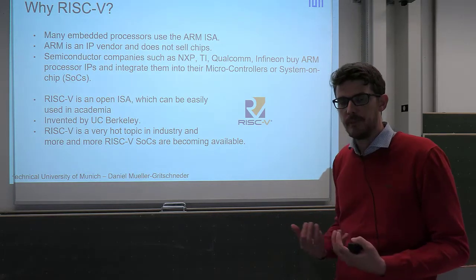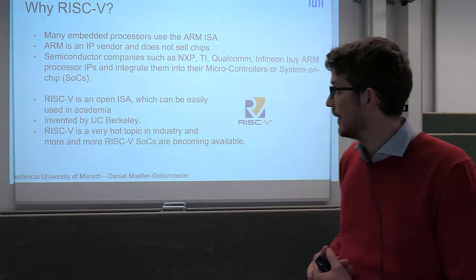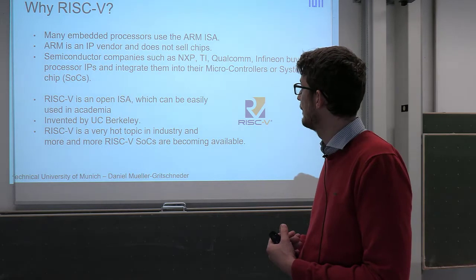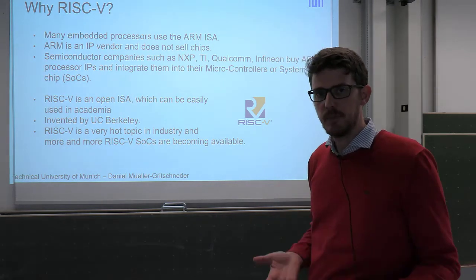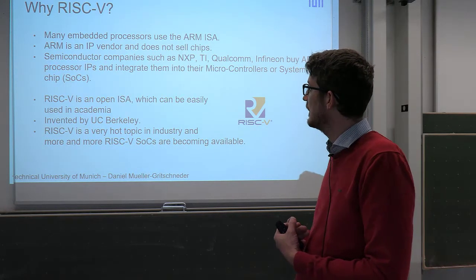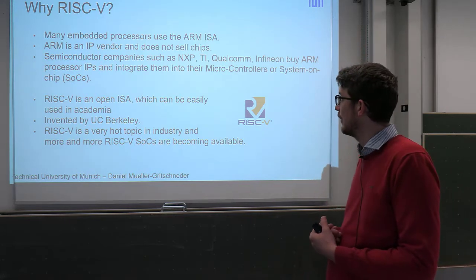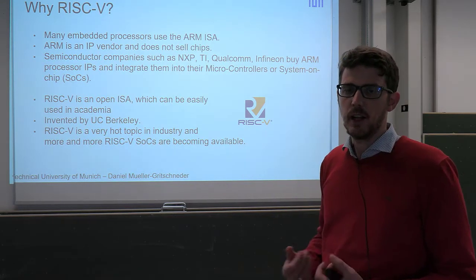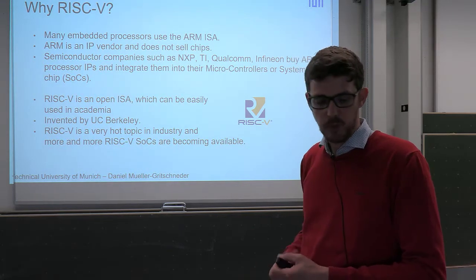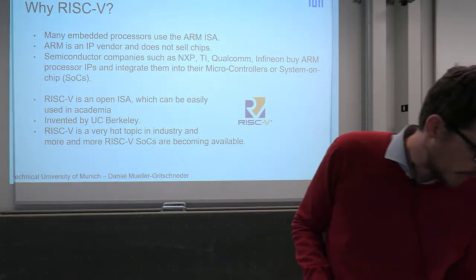Okay, now why did I choose the RISC-V instruction set? As I said, for example, ARM is a big vendor of processor IP. They're not selling chips directly, so they're not a semiconductor company, they're really an IP company, but a lot of semiconductor vendors are using the IP from ARM. For example, NXP, TI, Qualcomm, and so on are using ARM. And if you look into your mobile phone, you would actually have a lot of ARM cores on it.